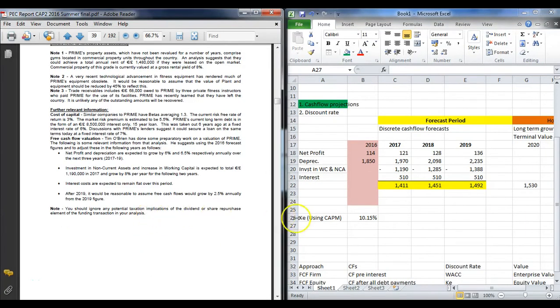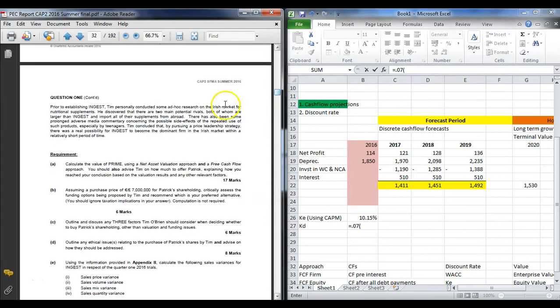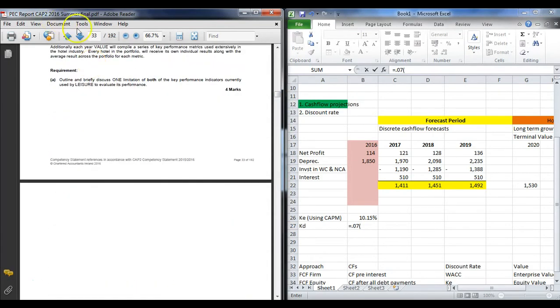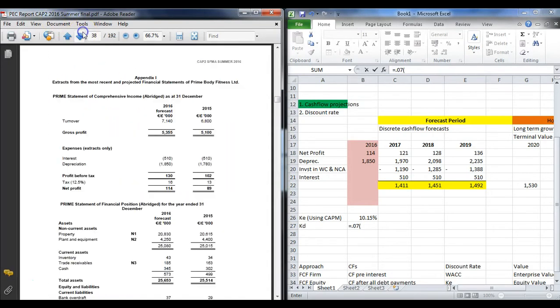The next part we need to calculate now is the cost of debt. So the cost of debt will be, remember we said we're going to take the marginal cost of debt, i.e. the cost that you would incur now if you had to raise it here. So the historic rate 6 years ago would have been 6%, but it's now 7%. And you need to take the tax rate off that, because if you look here, you're told the tax rate is 12.5%, so 1 minus 0.125.